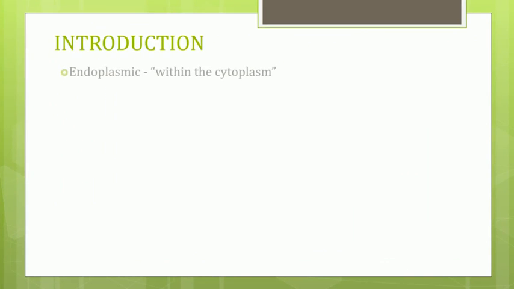First of all, we'll understand why it is called endoplasmic reticulum. Endoplasmic means within the cytoplasm. Endo means inside, plasmic means cytoplasm. So this is present within the cytoplasm of the cell, and reticulum in Latin means net-like structure. So this organelle is present in the cytoplasm and it is a little net-like structure. That's why it is referred to as endoplasmic reticulum.